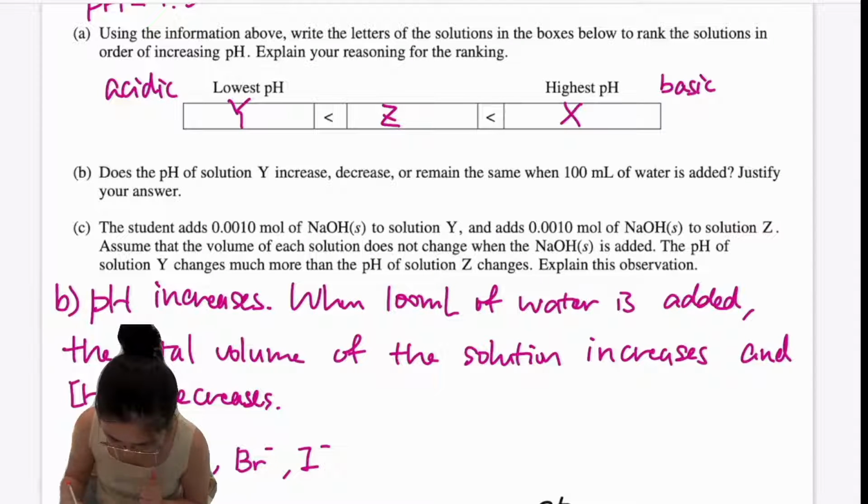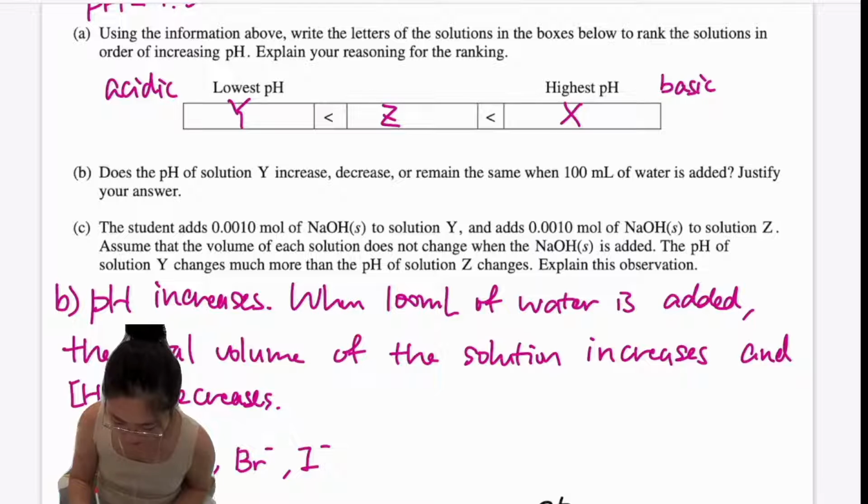So for C, the students add 0.001 mole of sodium hydroxide to solution Y and add 0.001 mole of sodium hydroxide to solution Z. Assume that the volume of each solution does not change when the sodium hydroxide is added.